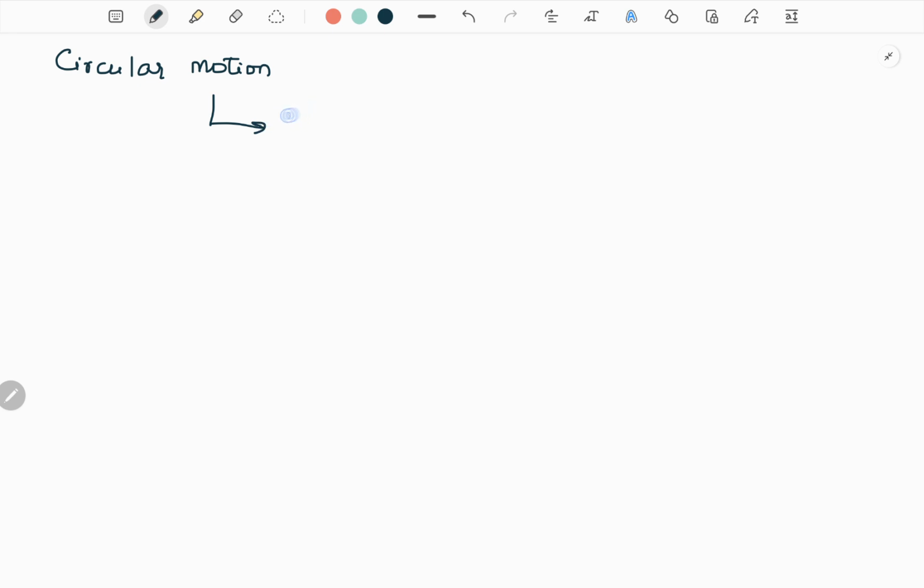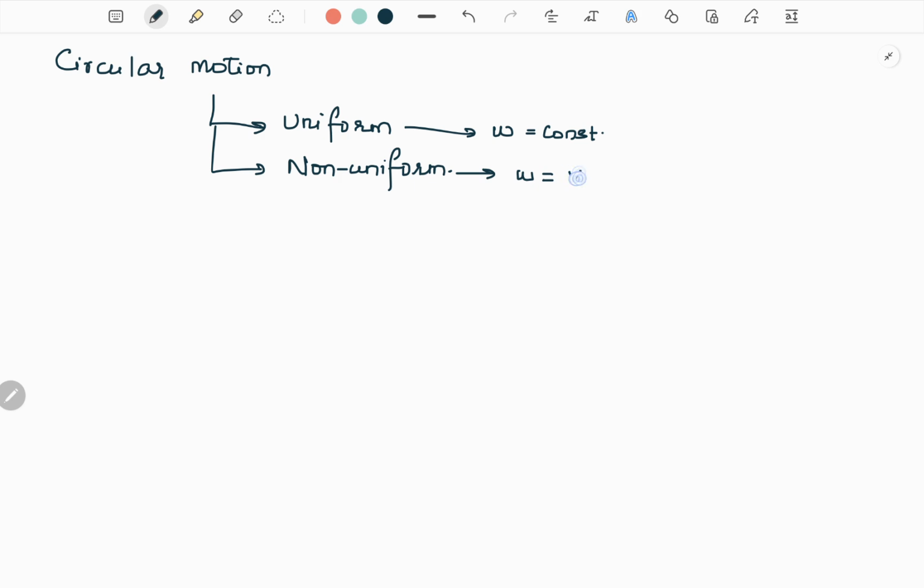Circular motion basically we can categorize into two types, uniform and non-uniform circular motion. So what's the main difference between them? If a body is in uniform circular motion, then the angular velocity is constant. Whereas in non-uniform circular motion, angular velocity is varying.